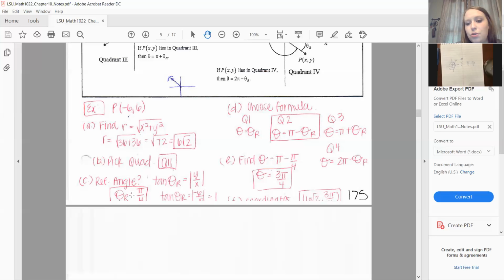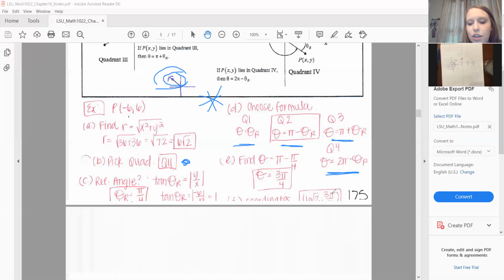Okay, then they're going to ask you to choose a formula. So I went ahead and wrote all 4 formulas right here: one for quadrant 1, quadrant 2, quadrant 3, and quadrant 4. Depending on what quadrant you chose in part B tells you what formula to pick. I don't really use the formulas. I just pick my pi over 4 angle in quadrant 2. But part of the homeworks are going to ask you to pick the formulas, so you need to know these. Like right here, I know the pi over 4 angle in quadrant 2 is 3 pi over 4, but I did it using the formula anyway. So pi minus the reference angle was 3 pi over 4.